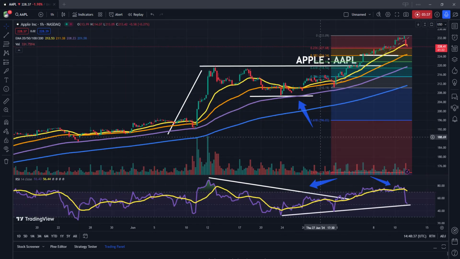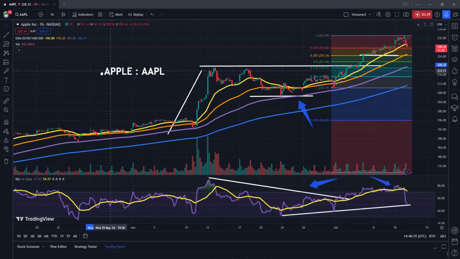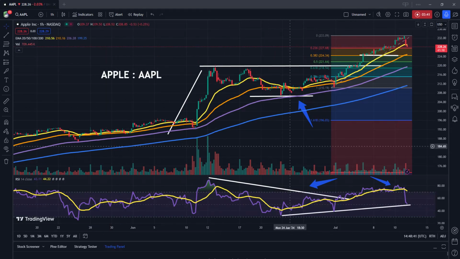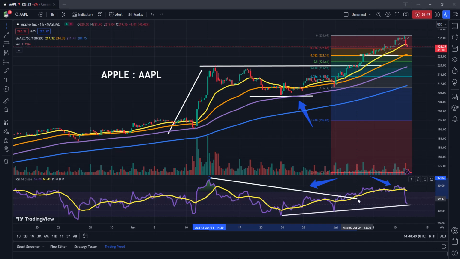So if we pull out a bit, we can try to get an assessment of what this broader picture actually looks like. We are seeing some varying activity in the indicator readings themselves. Below here is the relative strength index. That's the purple line. The yellow line here would be the average of the relative strength index itself.